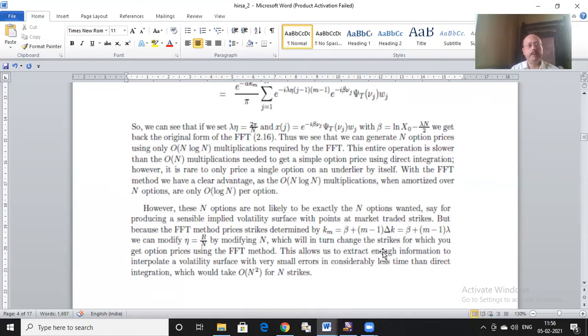But if I try to do that by modifying, then my computational burden will of course increase. It will become of order n square if I want to evaluate n many strikes, because then I will no longer be able to efficiently use a divide and conquer type algorithm. So if I want flexibility so that I can estimate my volatility surface precisely, I will have to give up on the efficiency to some extent.